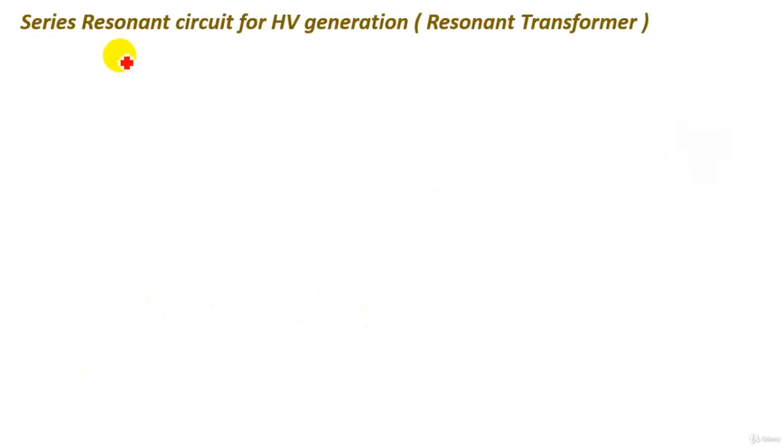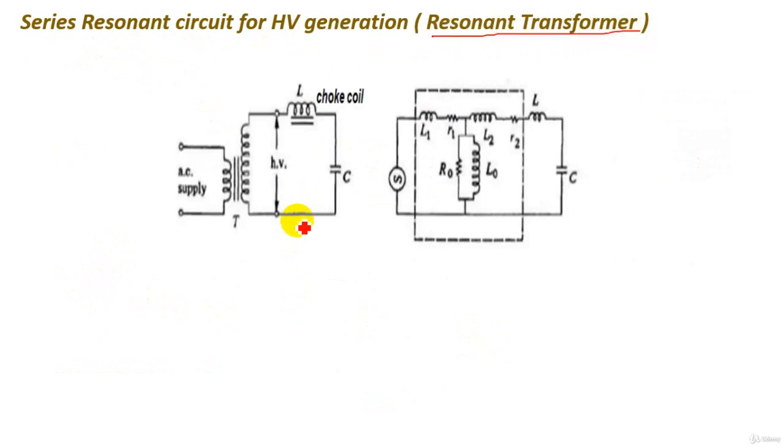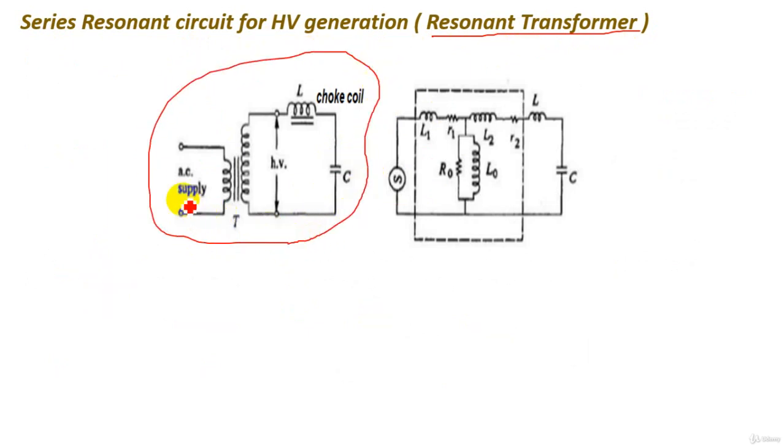Now let's see our circuit, the series resonance circuit for high voltage generation. It's also called a resonant transformer. This is our circuit for producing high voltage AC at power frequency. First, we have the AC supply, 220 volt. Also, we have a high voltage transformer to produce high voltage AC. Also, we have here a choke coil, which is a variable coil or variable inductor, to adjust its value to make resonance. Also, we have a capacitor C, which represents our insulator in the high voltage lab.